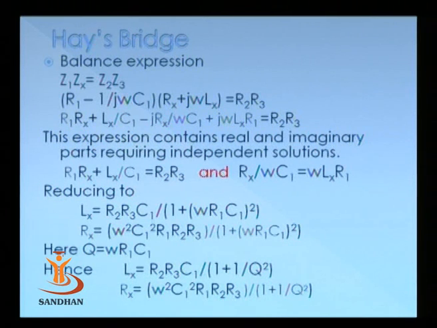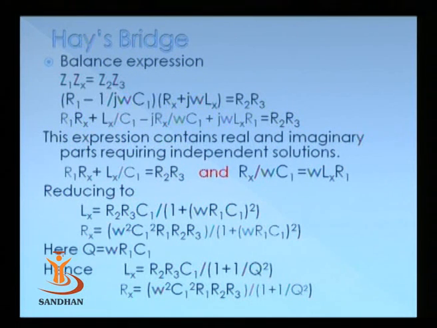Balance expression: Z1 Zx is equal to Z2 Z3 as normal. Z1 is defined as R1 minus 1 upon j omega C1. Zx is defined as Rx plus j omega Lx, and Z2 is R2 and Z3 is R3. Now this expression can be reduced further to the next level, that is R1 Rx plus Lx upon C1 minus j Rx upon omega C1 plus j omega Lx R1 is equal to R2 R3, again containing two parts, or separating the two parts of real and imaginary type.